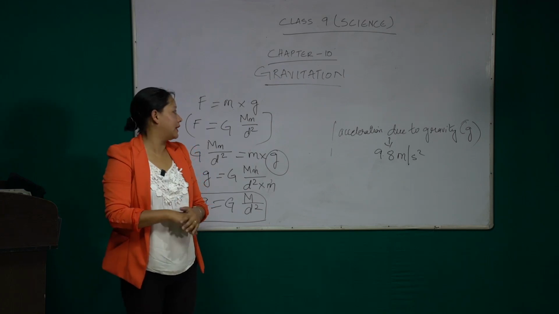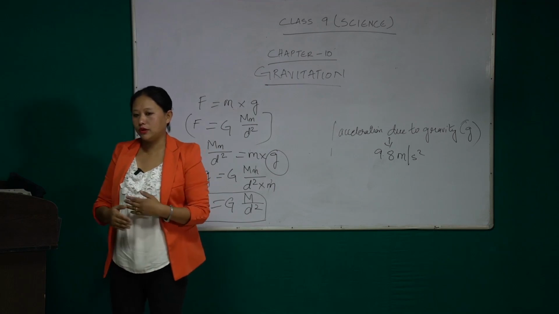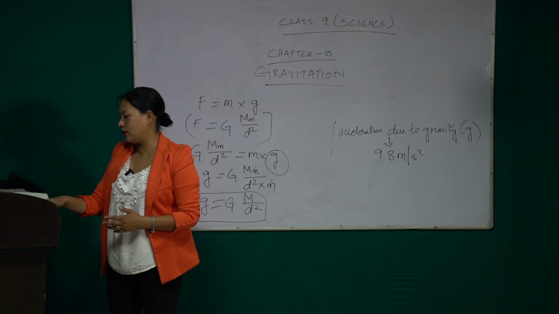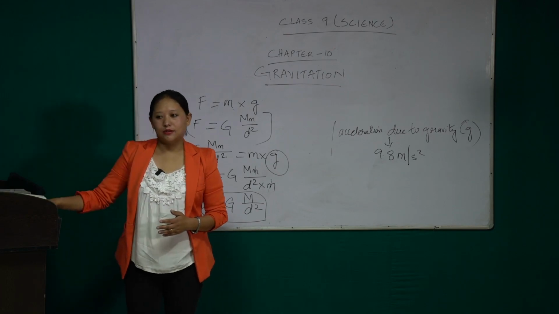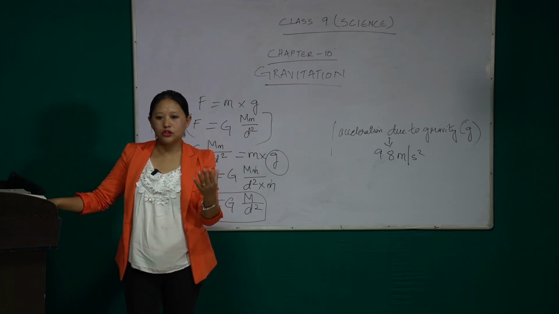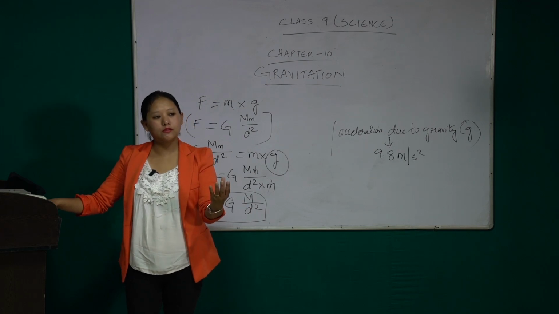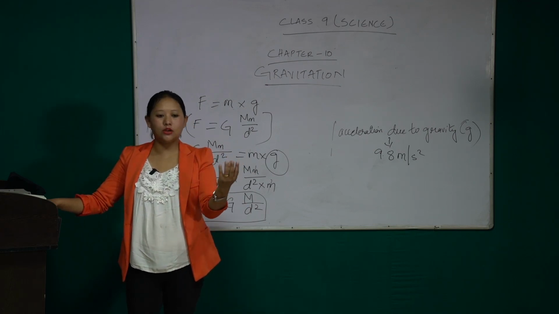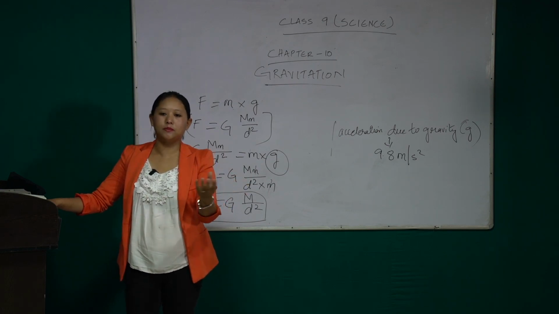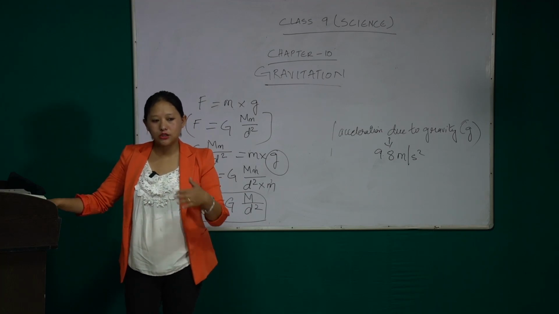Since we are running out of time, we'll stop here today and continue this chapter in the next class. So today we have learned that it is because of the gravitational force of the earth that it is attracting the object towards itself, and also because of the centripetal force, the moon is being attracted at every point, and that is why it is revolving around the earth in a circular motion.